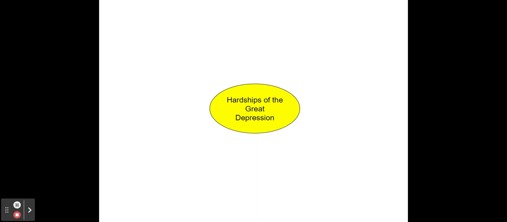Now, this lesson is going to be very, very simple. It's just going to be a list of the hardships caused by the Great Depression, okay? Again, there's no worksheet or anything that you have to fill out. What I would do is a chart just like you see on the screen. Put hardships of the Great Depression in the center, and then around it, list out the different hardships, okay? And all you have to do is list them.